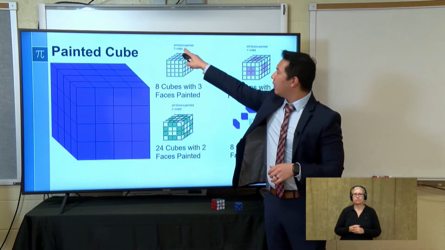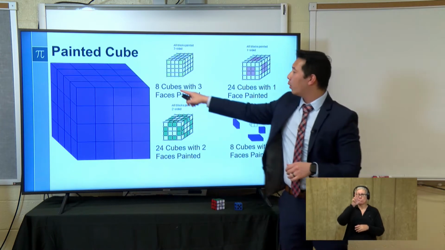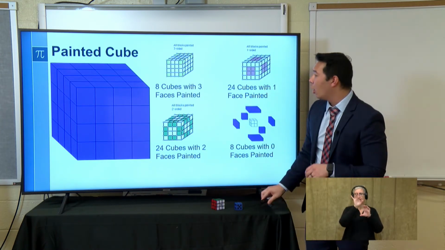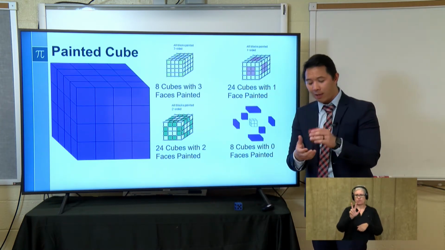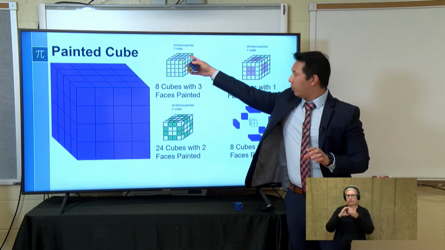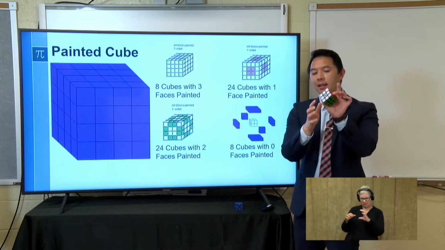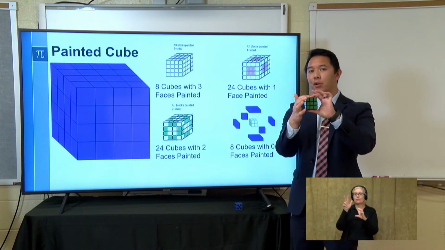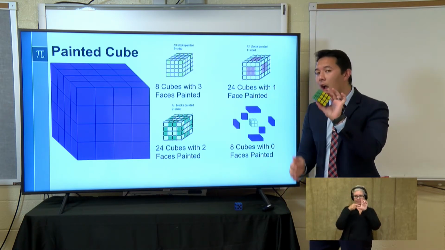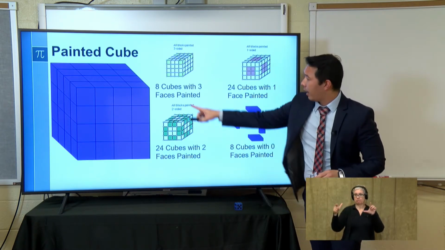So when I'm looking at 3 faces painted, here we're going to have 8 of these smaller cubes with 3 faces painted. And if you have a cube at home, thinking about these locations, what we see is that the 3 faces painted are going to be the corners or the vertices of our larger cube. So there are 8 of those.